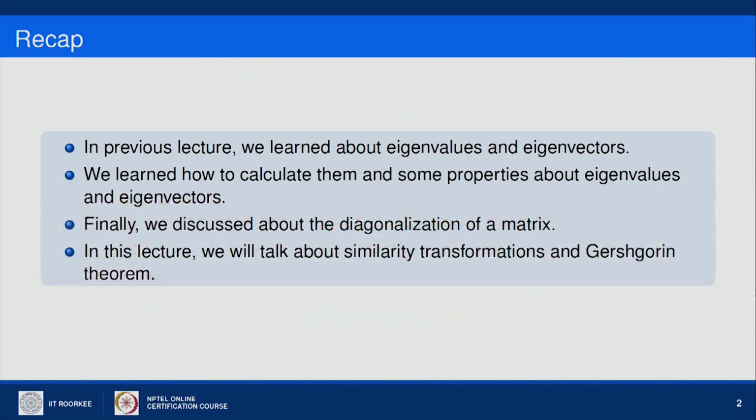I told you about diagonalization of a matrix. So, in this lecture I will generalize that concept in a broader way, because diagonalization is a sort of transformation and it is a particular example of similarity transformations. In this lecture I will introduce a few more similarity transformations and then Gershgorin theorem for finding the bounds on eigenvalues.